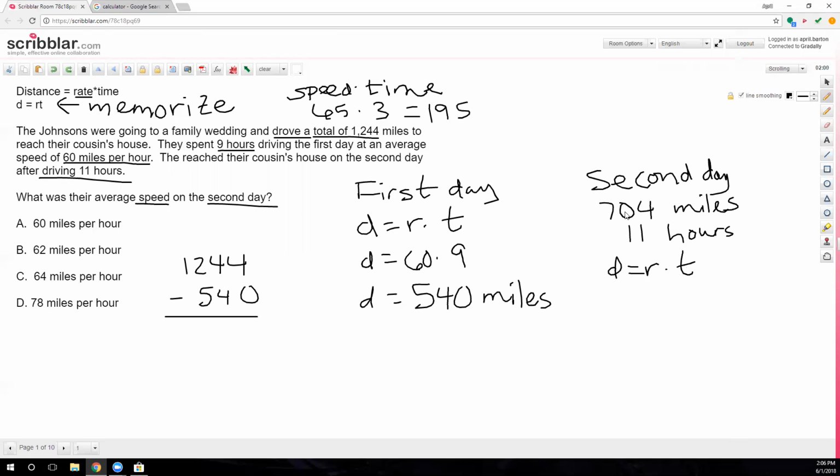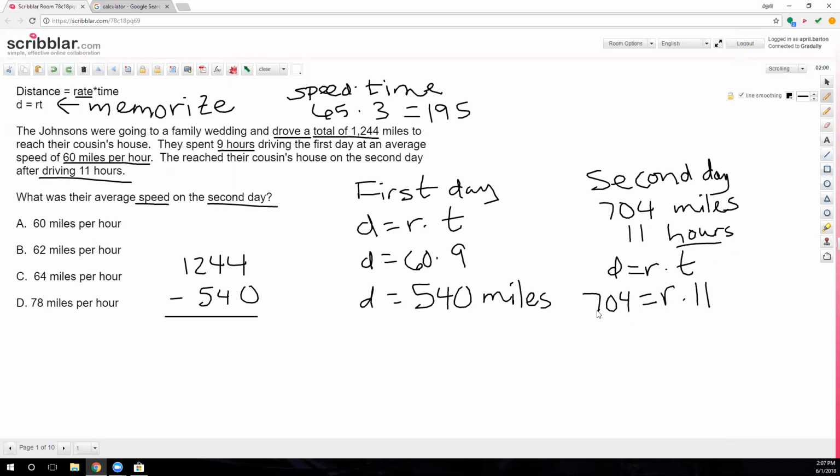Good, thank you, Kenya. 704 miles is the distance. It is D. So 11 hours, will that be rate or time? Where should we put the 11? R or T? Good, time. And usually you can tell by the units, hours means time.